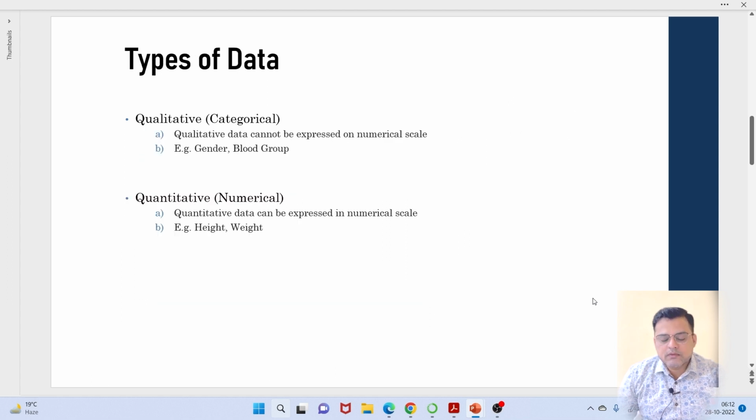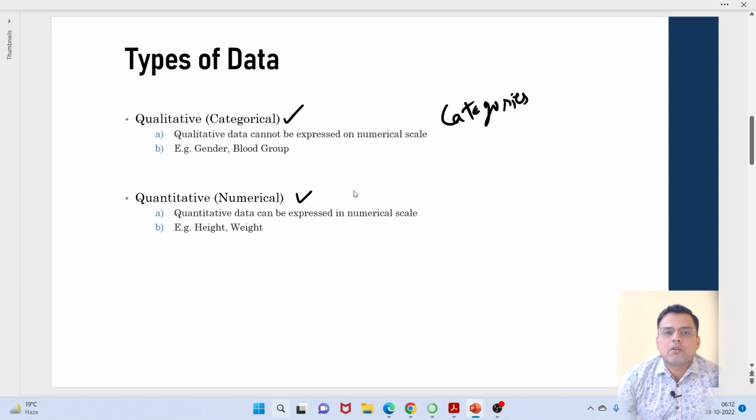Now the next thing, which we have already discussed in a previous session, is that there are two types of data. One is qualitative data and another one is quantitative data. Qualitative data is the categorical variable, like gender or blood group, which has certain categories. And quantitative data can be expressed on a numerical scale. For example, height and weight can be expressed on a numerical scale, but your gender or blood group cannot be expressed on a numerical scale.